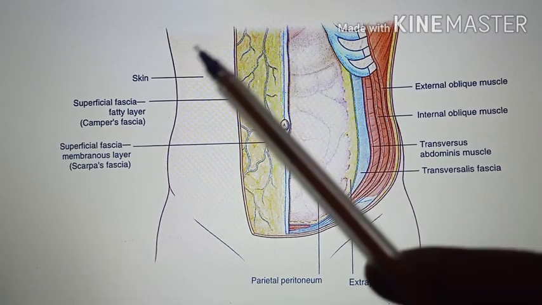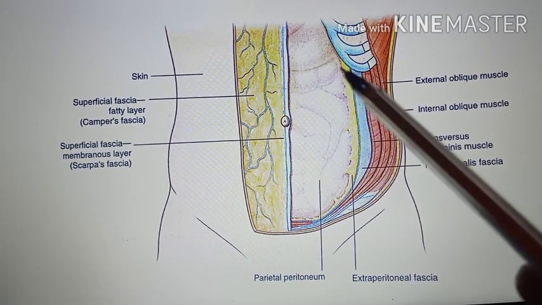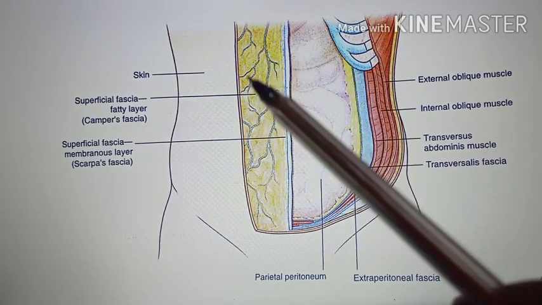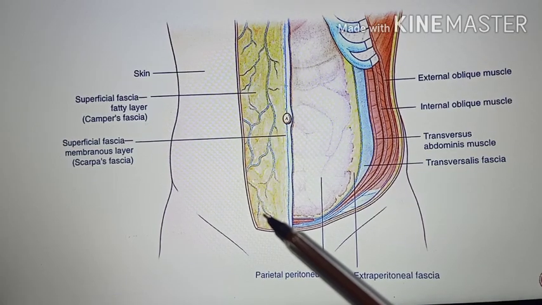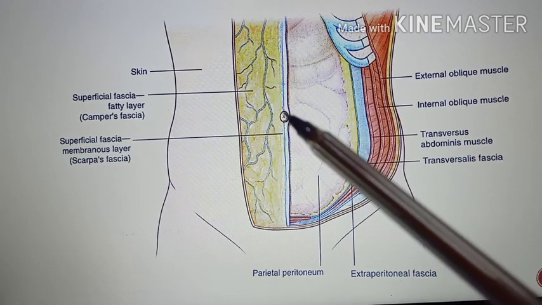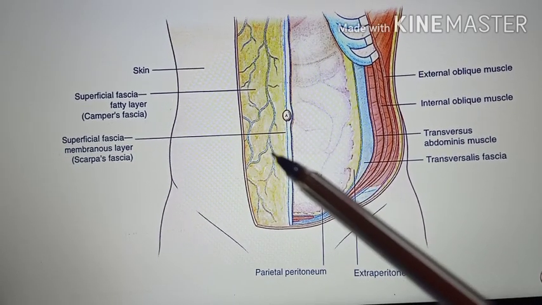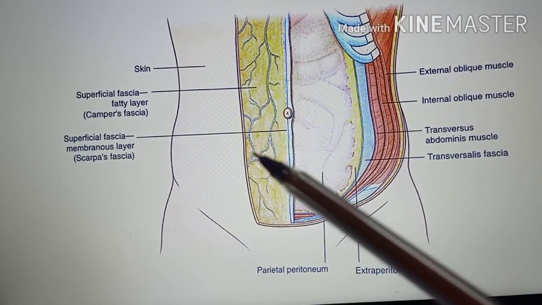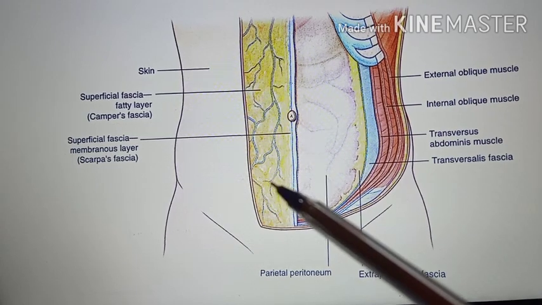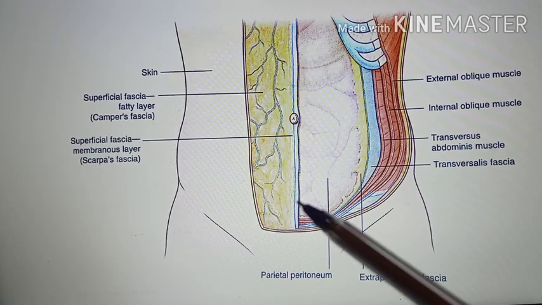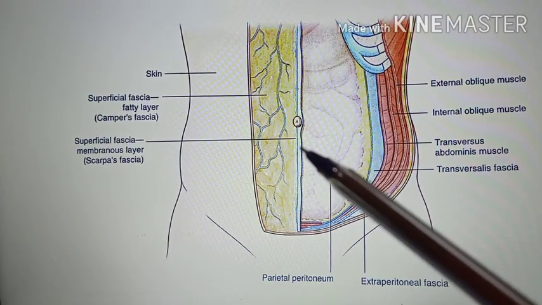that is called Scarpa's fascia, SCARPA. So in this picture what you can see, this is the anterior abdominal wall. Just below the skin you have the superficial fascia. We are studying this superficial fascia, and above the umbilicus, the superficial fascia is a single layer. Below that you can see the superficial fascia is divided into two layers. This is one layer, the Camper's fascia, the fatty layer of superficial fascia, and one more layer what you can see over here.